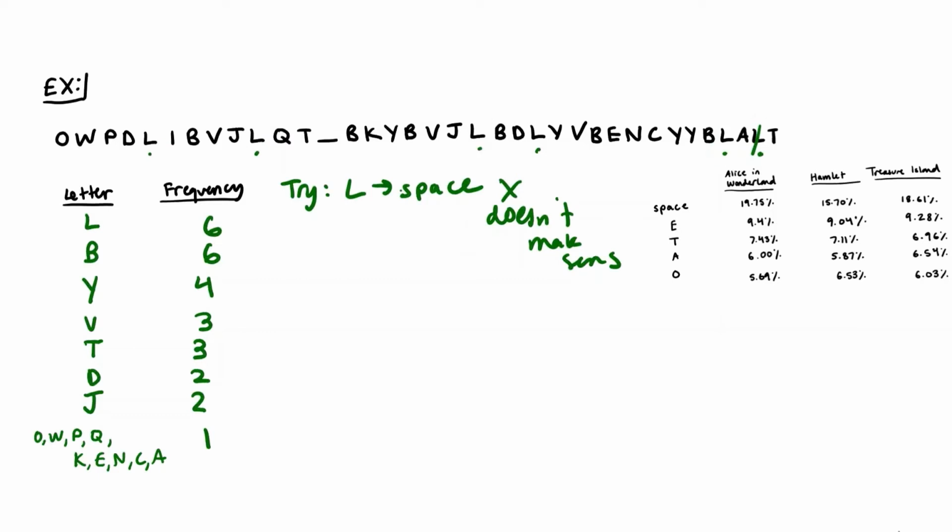So basically, frequency analysis is just looking at these frequencies and making educated guesses like we just did. So next, let's try B as a space, and L as an E.